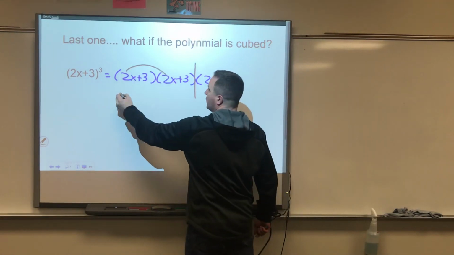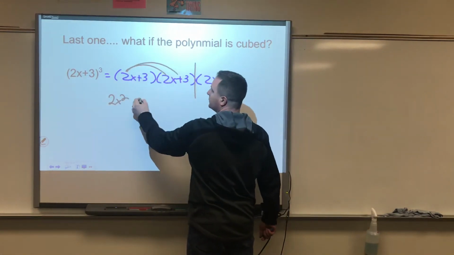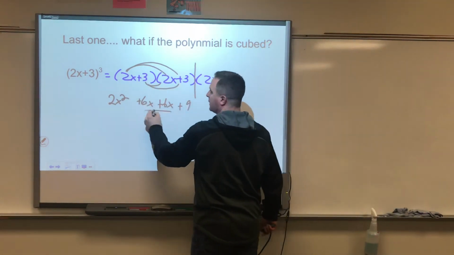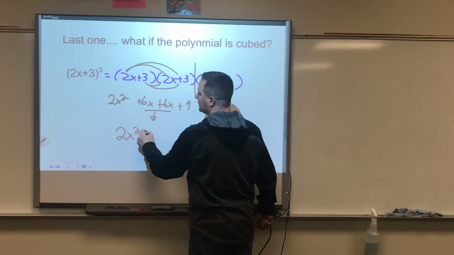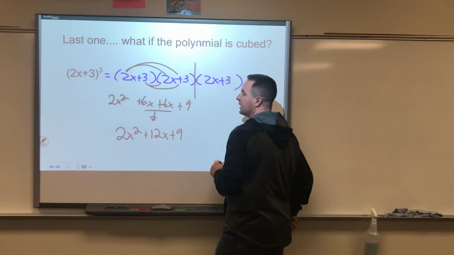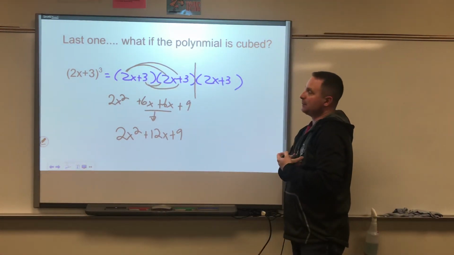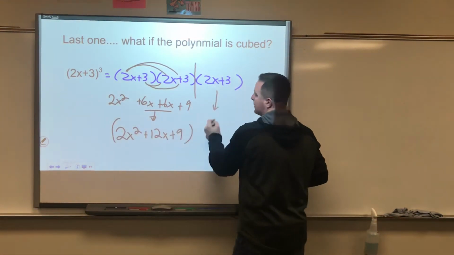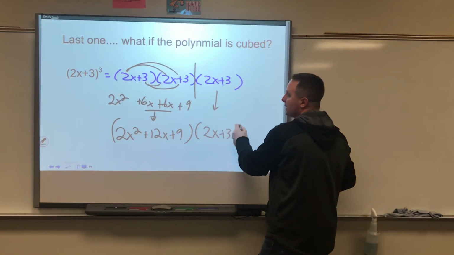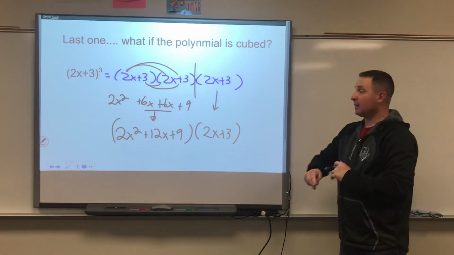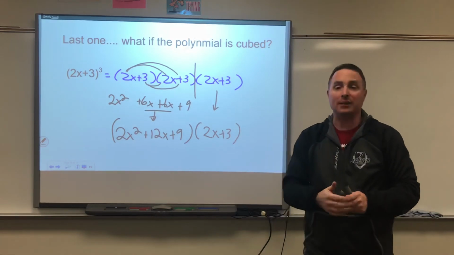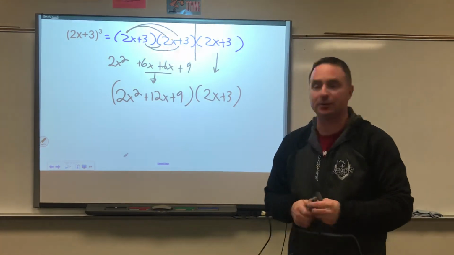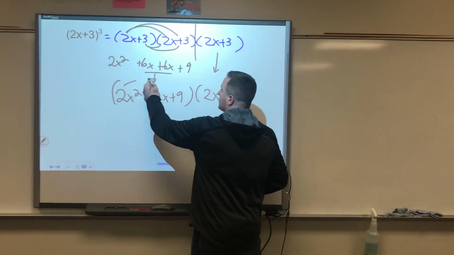And if I FOIL those, I'm going to get 4x squared plus 6x plus 6x plus 9. And if I do my middle terms, I get 12x plus 9. And I did that really fast, but that's what I get on the left. And all of that stuff then has to be multiplied by this 2x plus 3. Oh man, we're going to have to distribute that one more time to everything again. I'm going to scooch up here a second so I have a little more room.